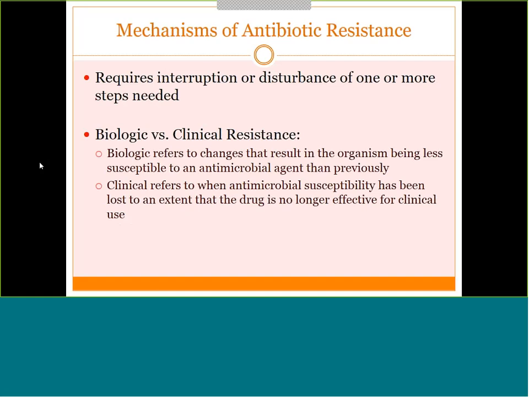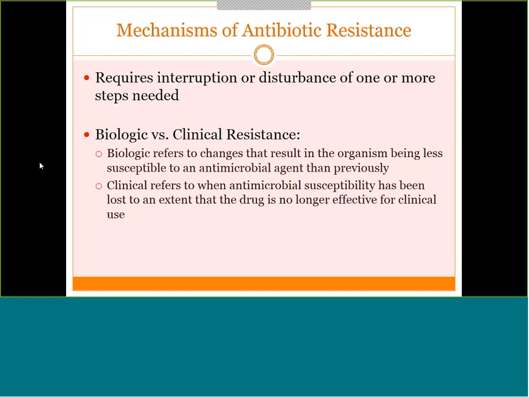Okay, so mechanisms of antibiotic resistance. As we've seen, there are going to be bacteria that are resistant to antibiotics. We talked about the formation of that enzyme beta-lactamase. There are other ways that they become resistant. Biologic resistance refers to changes that result in that organism being less susceptible to the antibiotic, whereas clinical resistance is when the antibiotic susceptibility has been lost because the drug is just not effective.